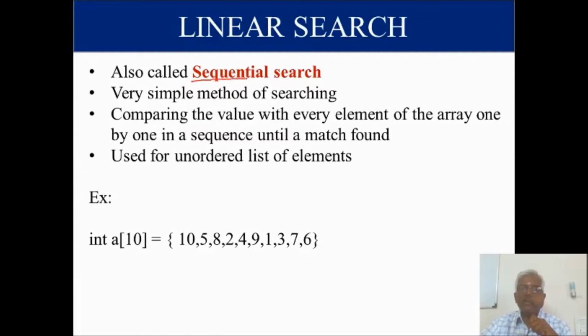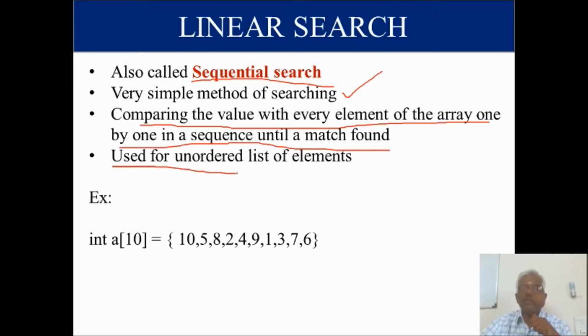Linear search can also be called as sequential search. It is very simple method of searching. Normally we are doing the searching by this sequential search method. Just we compare the value with every element of the array one by one in a sequence until a match is found. If after searching all the elements of the list, I am unable to find out, we can say it is not found in the array. So it is especially used for unordered list of elements. The given list of elements need not be in a sorted order.